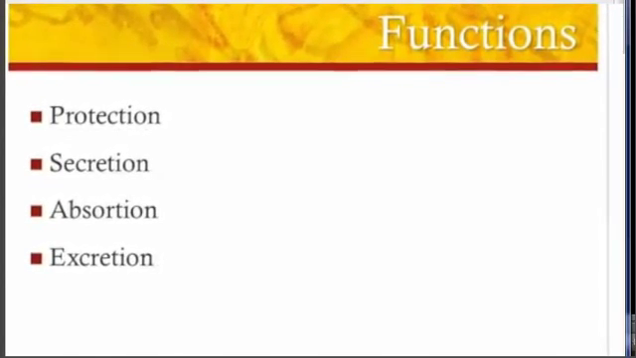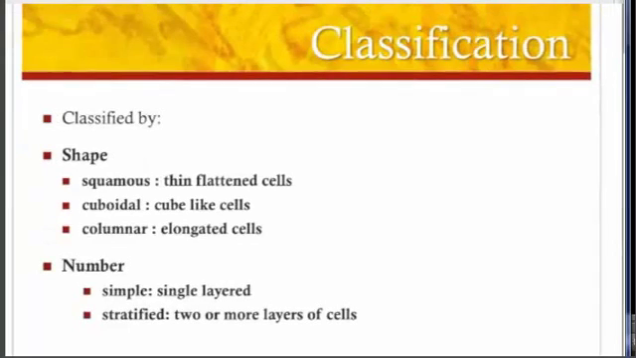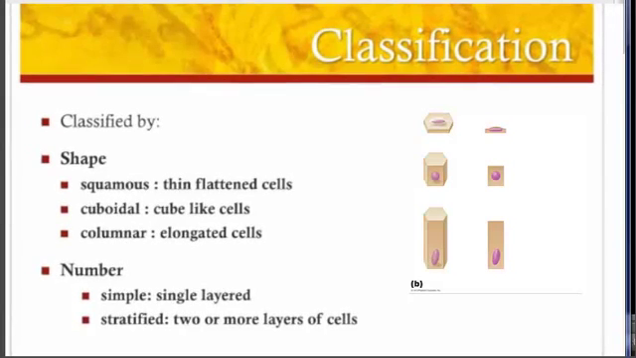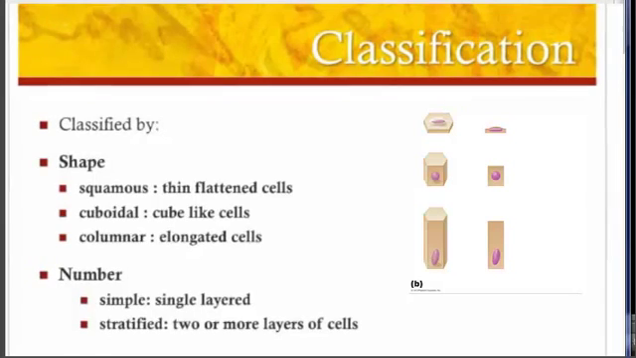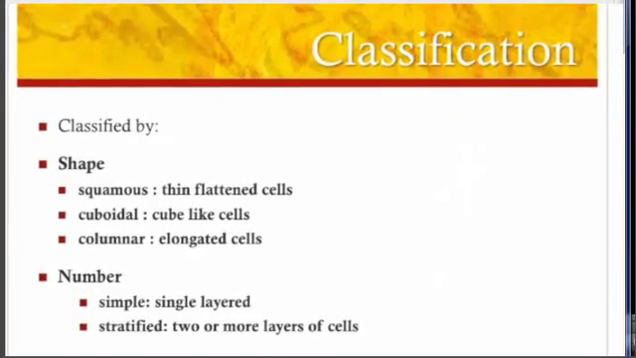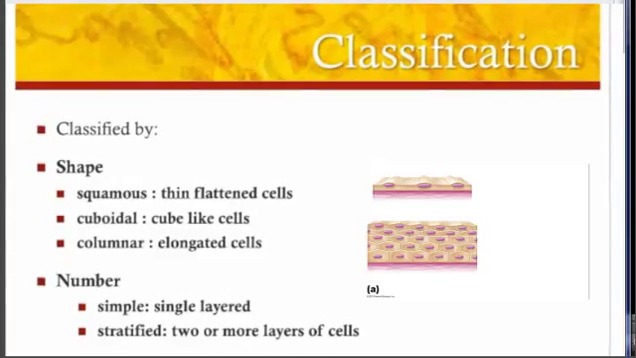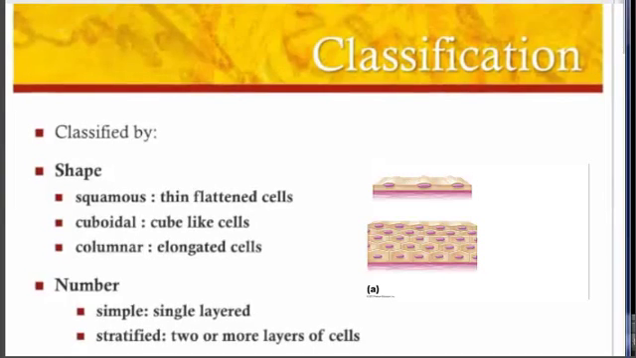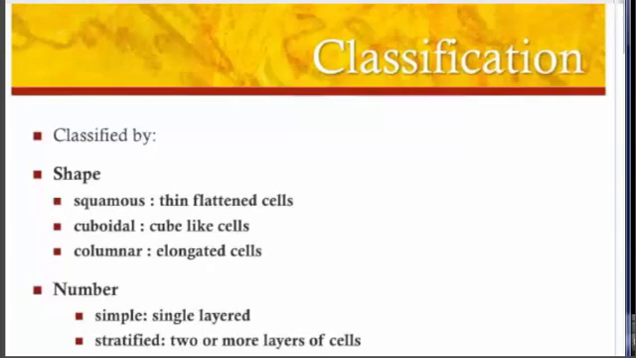Overall, epithelia protects, secretes, absorbs, and excretes throughout the body. Its designation is classified based on shape, which is squamous, flat cells, cuboidal, cube-like cells, and columnar, elongated cells. It's also designated by the number of layers, which is either a single layer or 3 or more layers of cells throughout the body, depending on the type of tissue that you're looking at as it's classified.